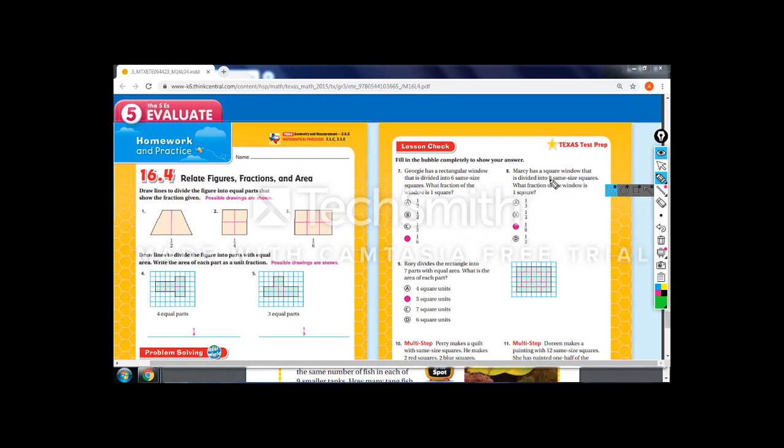Marcy has a square window that is divided into 8 same-size squares. What fraction of the window is 1 square? So we look at the shape. Into 8 squares. What fraction of the window is 1 square? So she divided the square window into what? It's divided into 8 same-size squares. And if you count it, there's 1, 2.